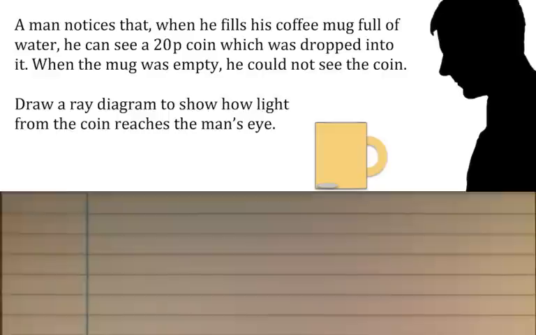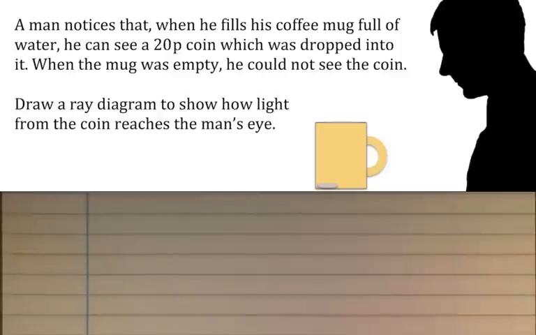It says a man notices that when he fills his coffee mug full of water, he can see a 20p coin which was dropped into it. When the mug was empty, he couldn't see the coin. So maybe it doesn't look clear in this diagram, but this mug right here is full of water. And it then says draw a ray diagram to show how light from the coin reaches the man's eye.